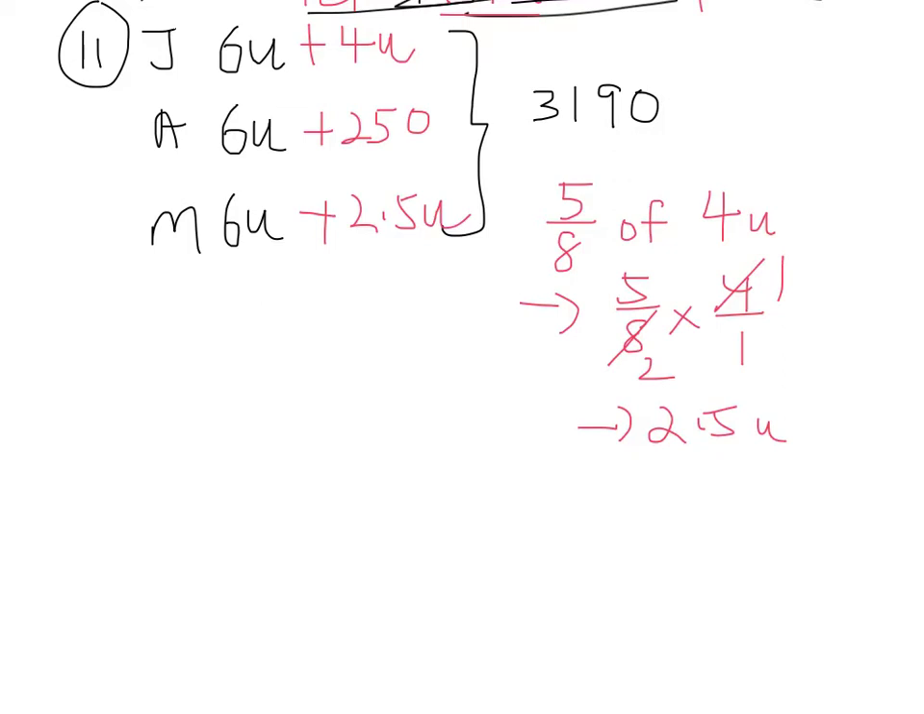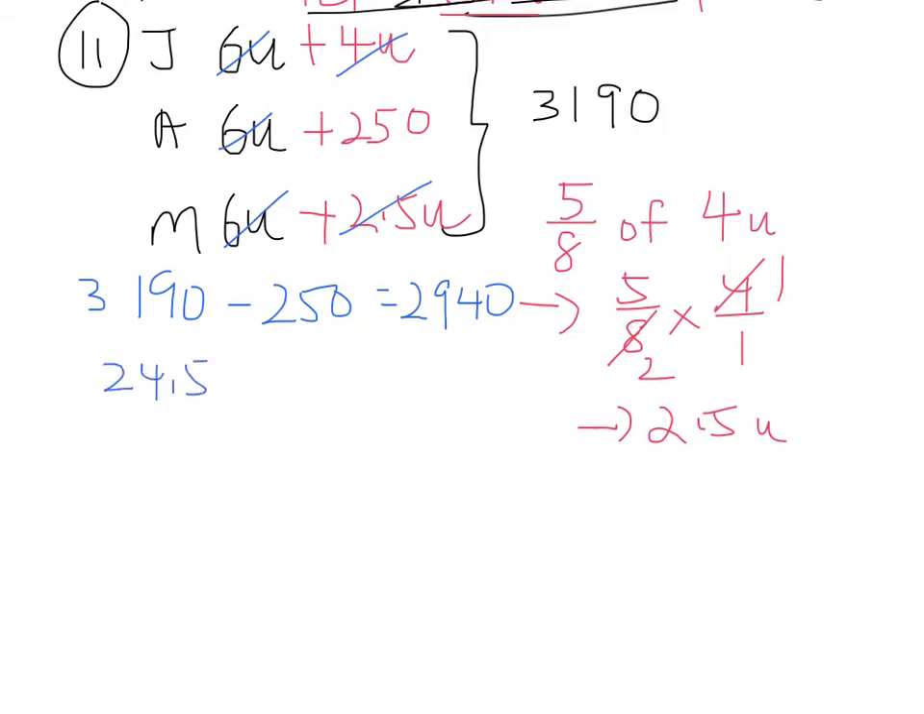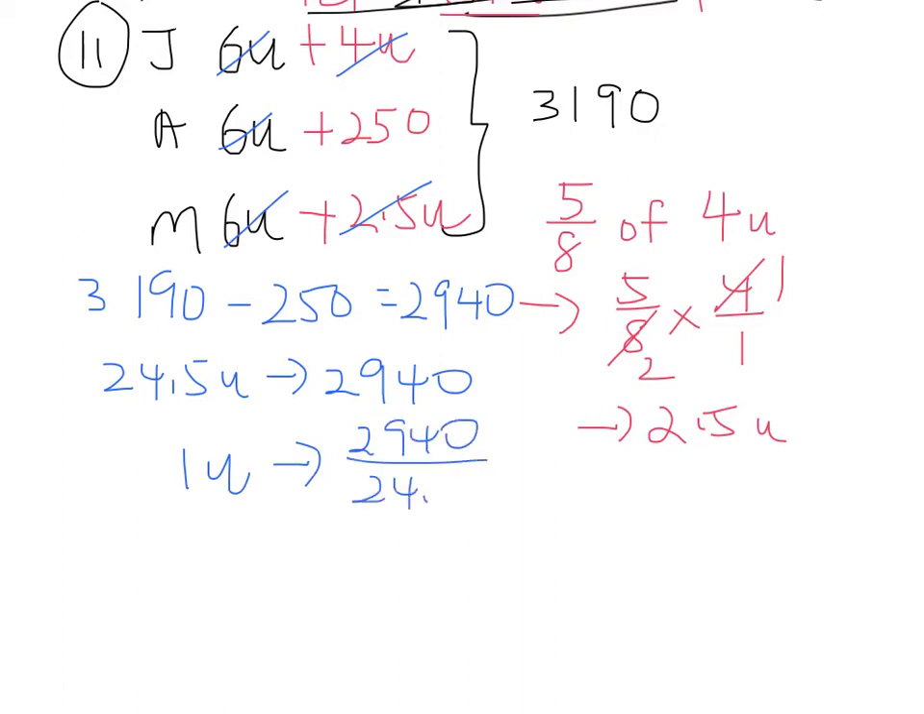Okay, so now we can actually find out how much is 1 unit. First of all, we take 3,190 minus 250. We'll get 2,940. Okay, altogether there will be 6, 12, 18, 24, 24.5 units that give us 2,940. So how much money did Mary have at first? So we'll find out what's 1 unit for her. That will be 2,940 divided by 24.5, which will give us $120.